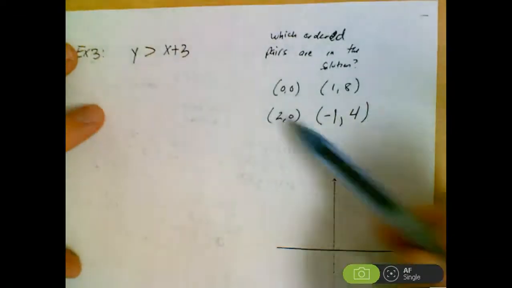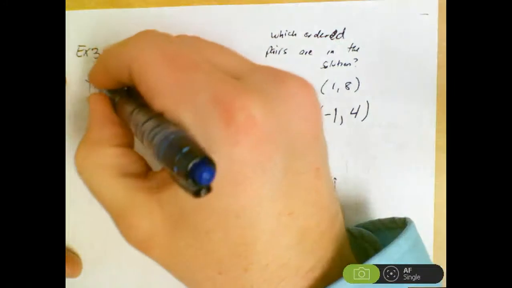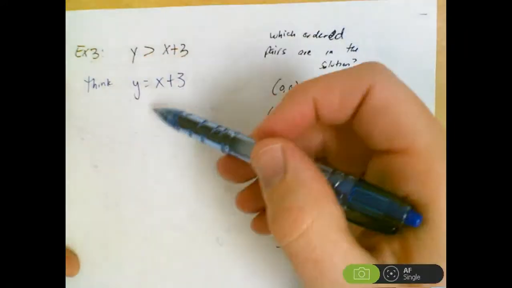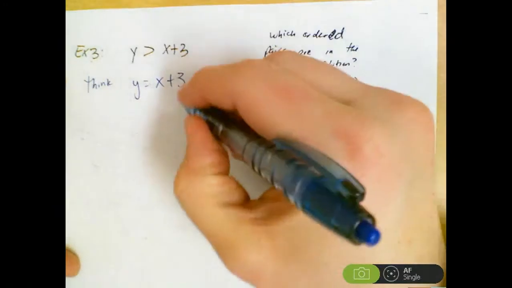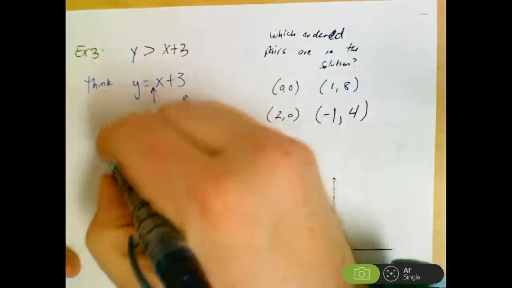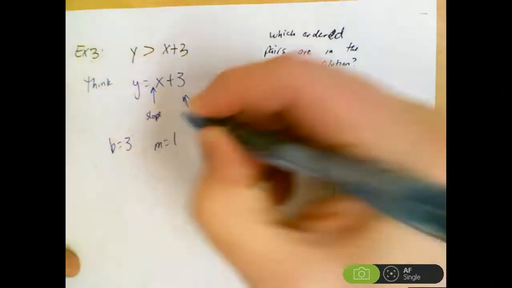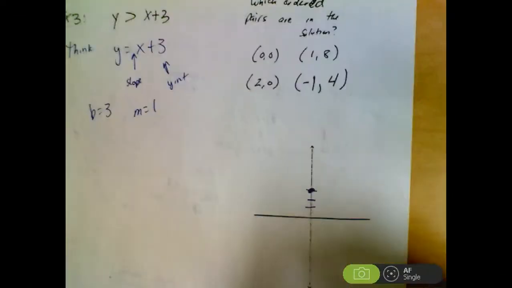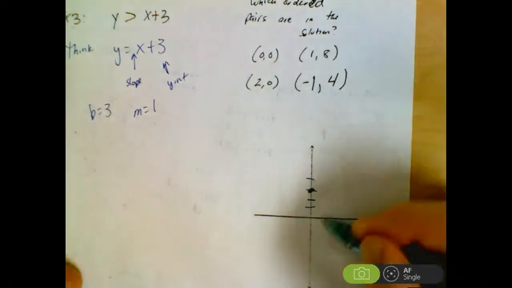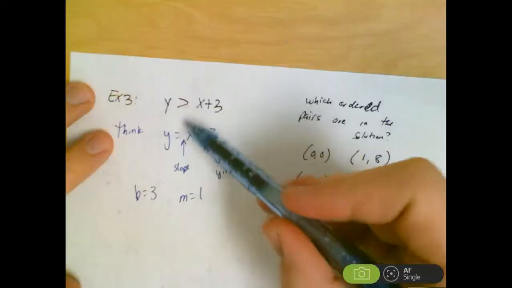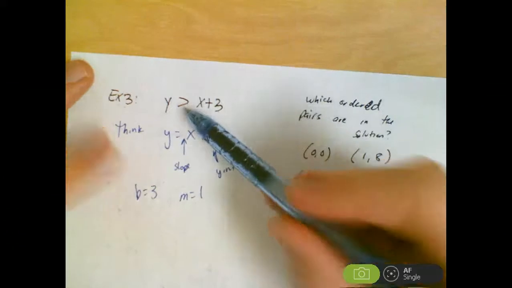Hopefully this will help with the shading. So graph this. Think of it as y equals x plus 3. Well, you could make a table, but we also have the y-intercept and the slope. So b is 3 and m is 1. So we start up 3, 1, 2, 3, and put a dot. And our slope is 1, so up 1 over 1, up 1 over 1. And then we look back. Is this solid or dotted? Well, it's a dotted line.